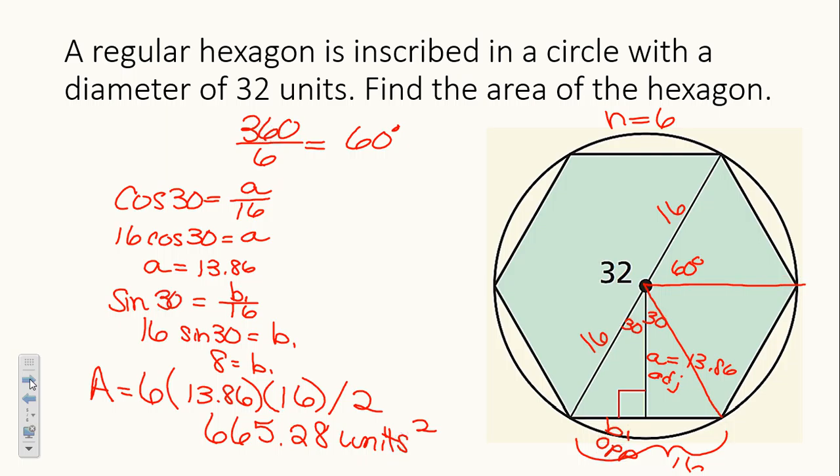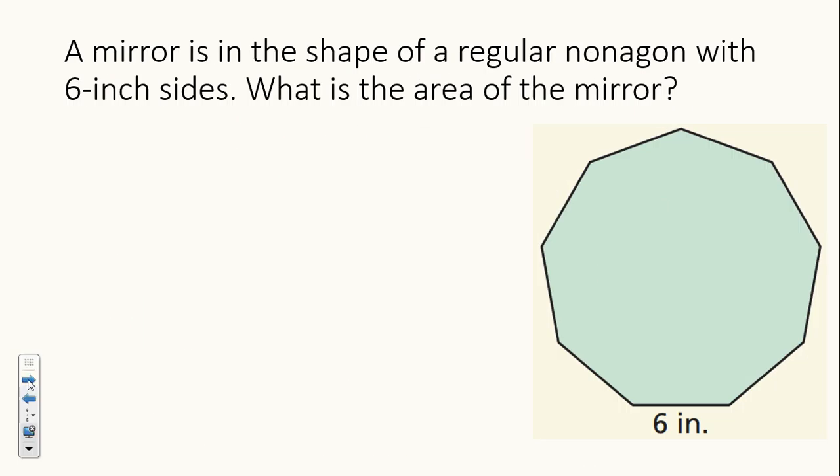What questions do you have on this slide? Okay. We're good on this one? One more to go. Only one more. This one is a mirror, and it is the shape of a regular nonagon. How many sides in a nonagon? 9. So each side is 6 inches, so we already know our base. The only thing that we don't know is our apothem.